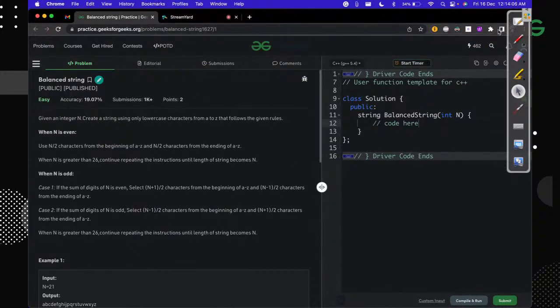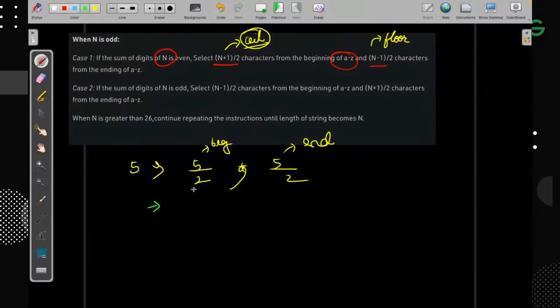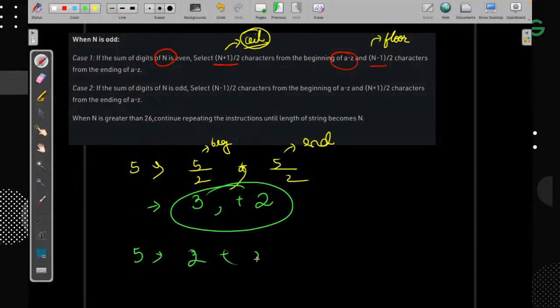So basically, from this side, 5 divided by 2 from the beginning is asking us for the ceil value, that means 3, and the floor value, which is just 2. On this side, it would be 2 plus 3. Here it is again asking for the floor value, and this is again asking for the ceil value. So the floor value plus the ceil value, when the number is odd, becomes the number itself. That is why we can say that if the number is odd, then 3 plus 2, 2 plus 3.